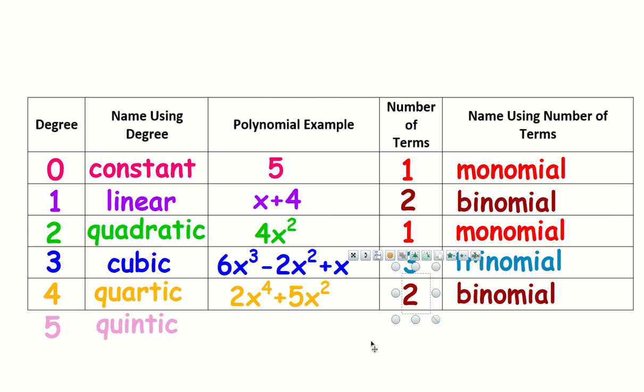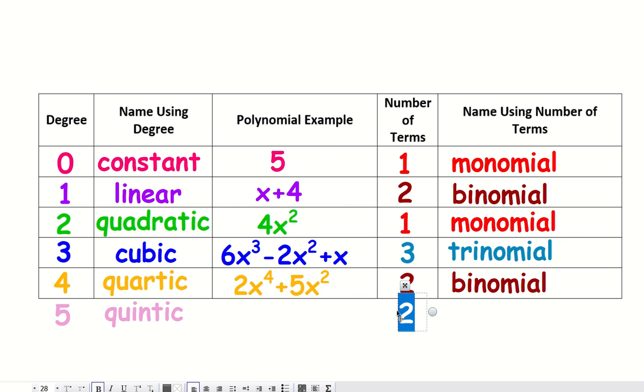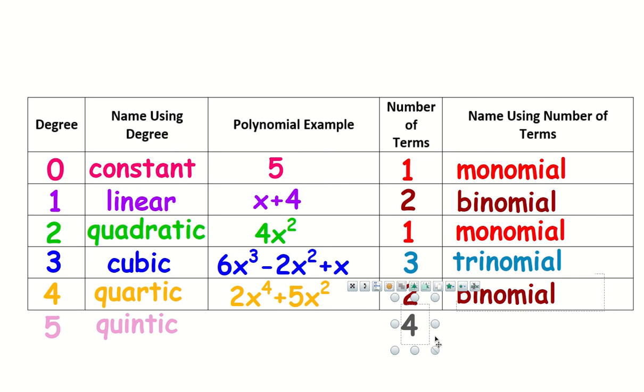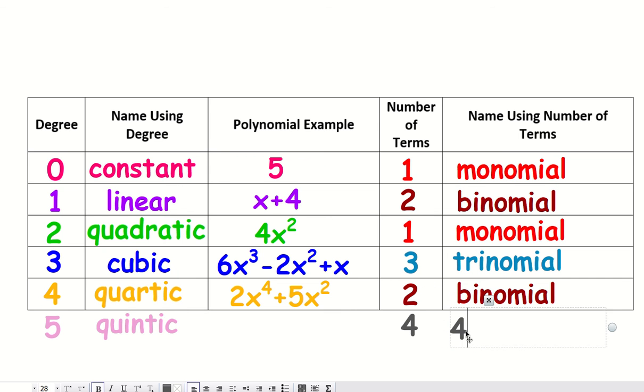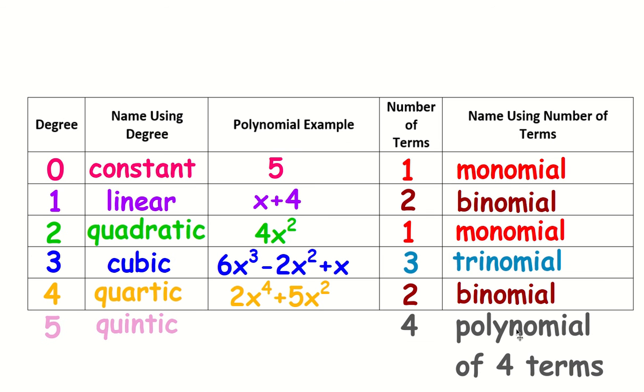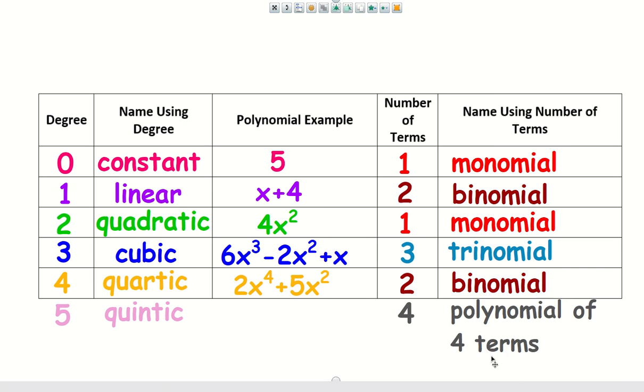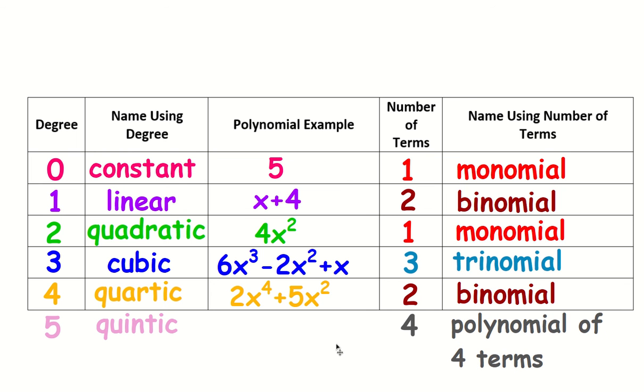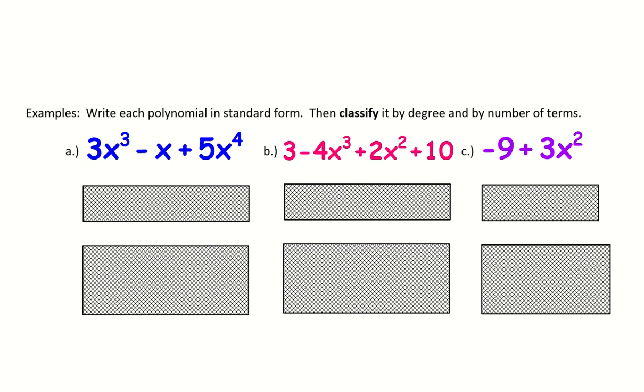Let me just use gray, I guess. Let's say there were 4 terms. You would just say polynomial of 4 terms, because there's no special word. You know what I mean? And look, all you're really going to be doing in this really easy homework assignment is classifying a polynomial by its degree and number of terms.